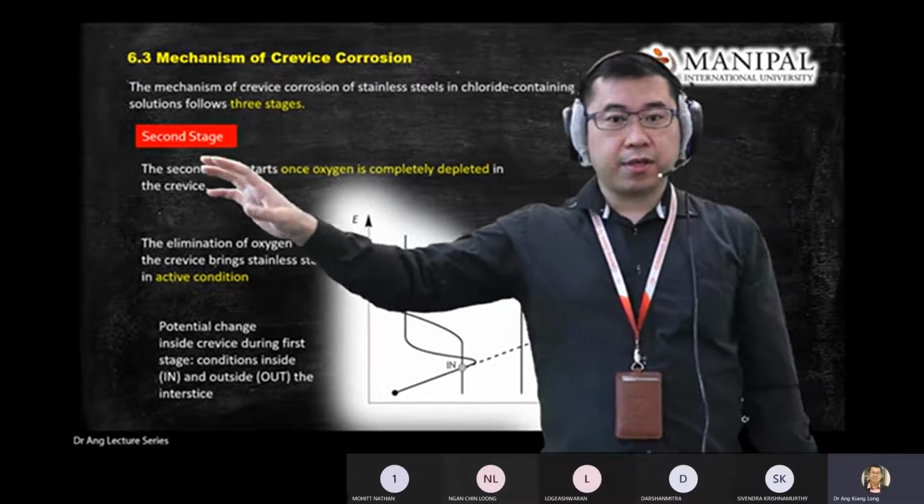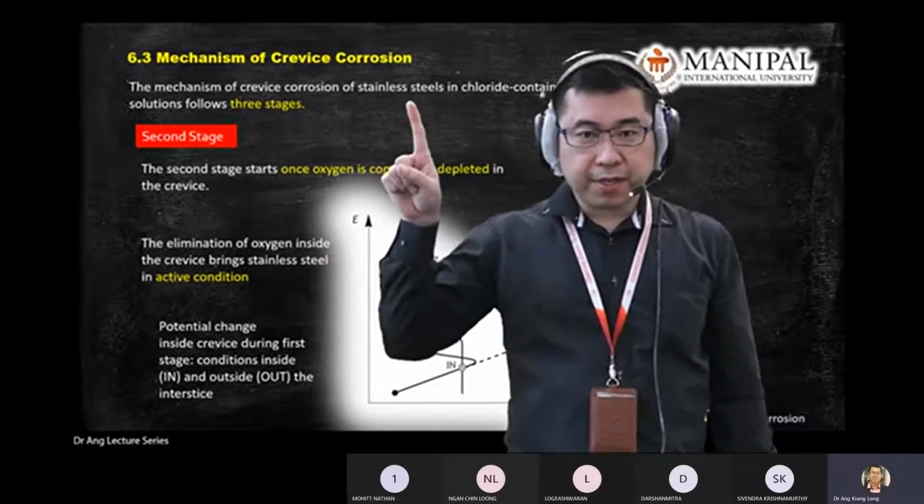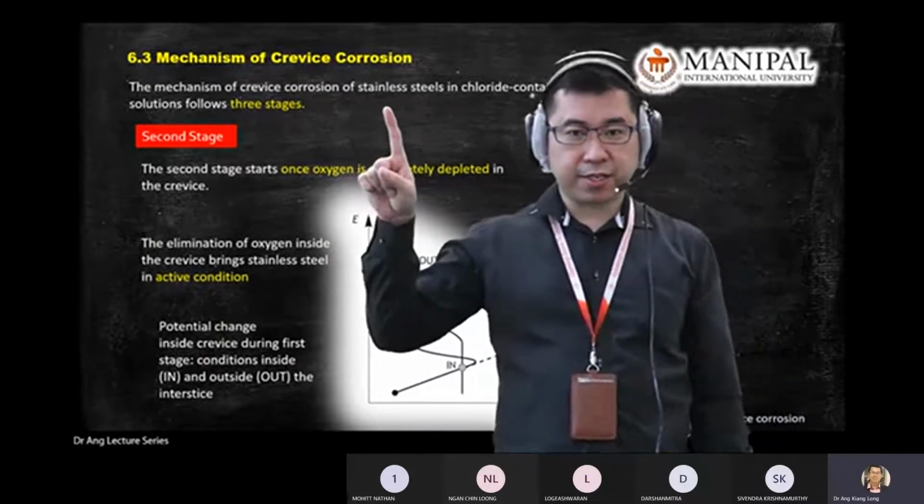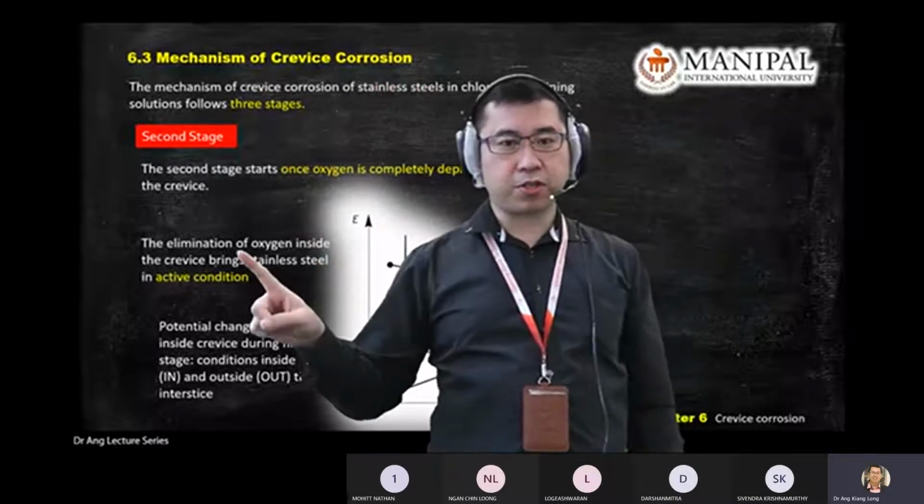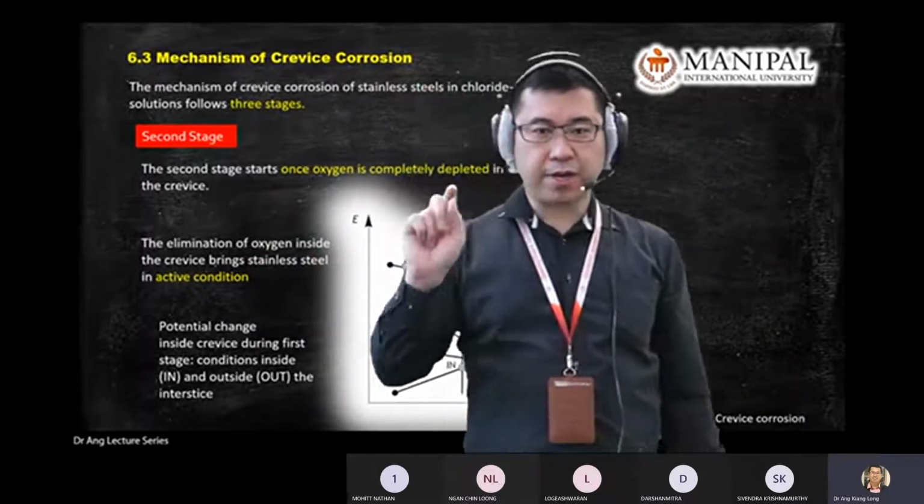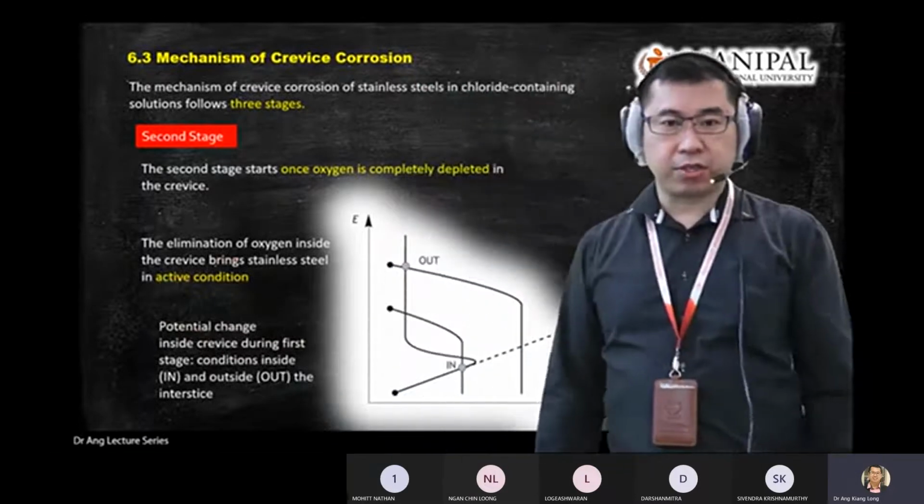Now, this statement tells you that in stage 1, the stainless steel is in a passive state. So once the oxygen is consumed, there's no more oxygen in the gap there. The stainless steel in that corrosion area will change into an active condition.